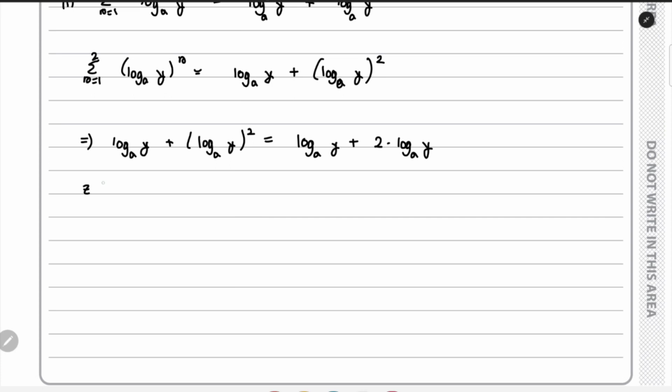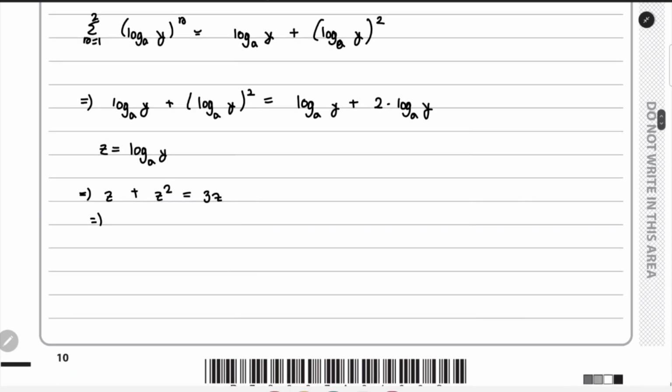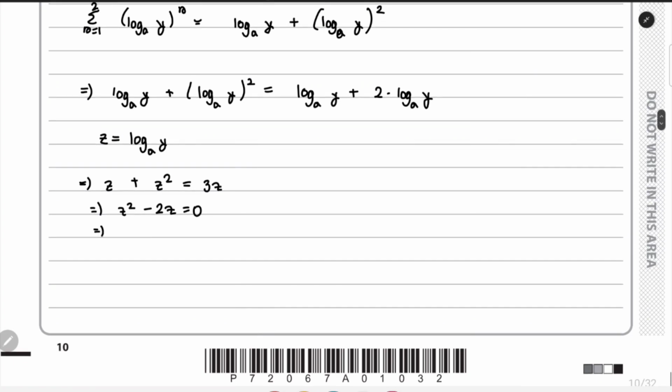We can consider z, another variable, as log y base a. We'll have z plus z square equals 3z. We can move the 3z to the left, we'll get z square minus 2z equal to 0. We get z times z minus 2 equal to 0. So the critical values are z equals 0 and z equals 2.